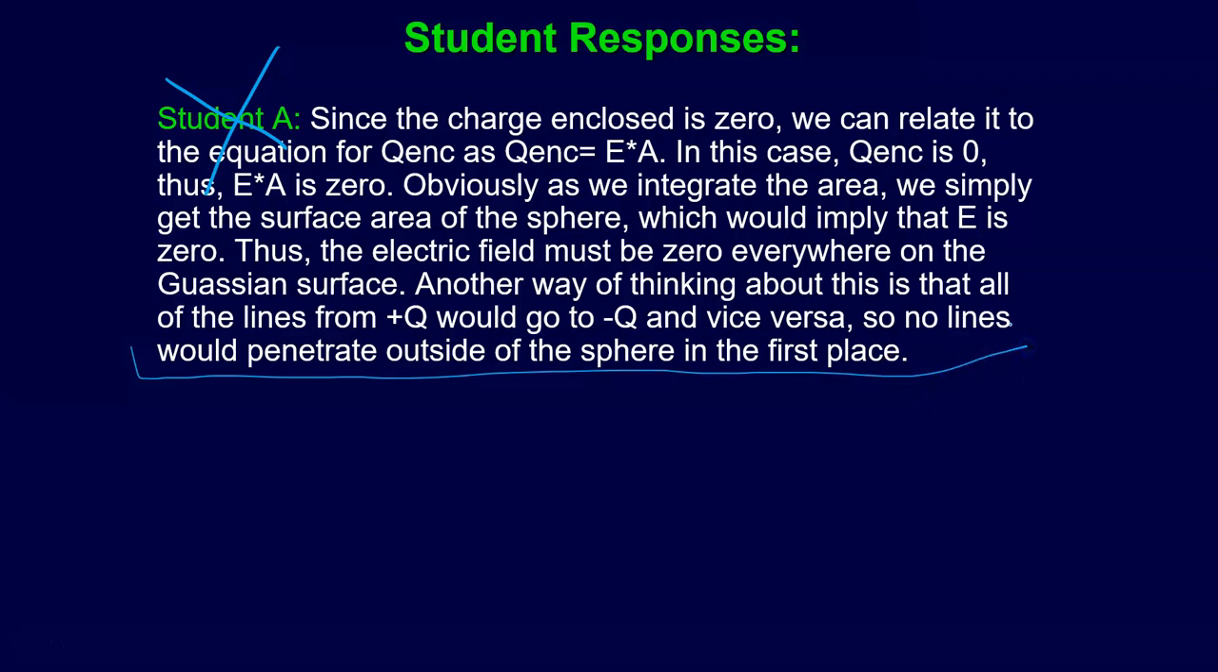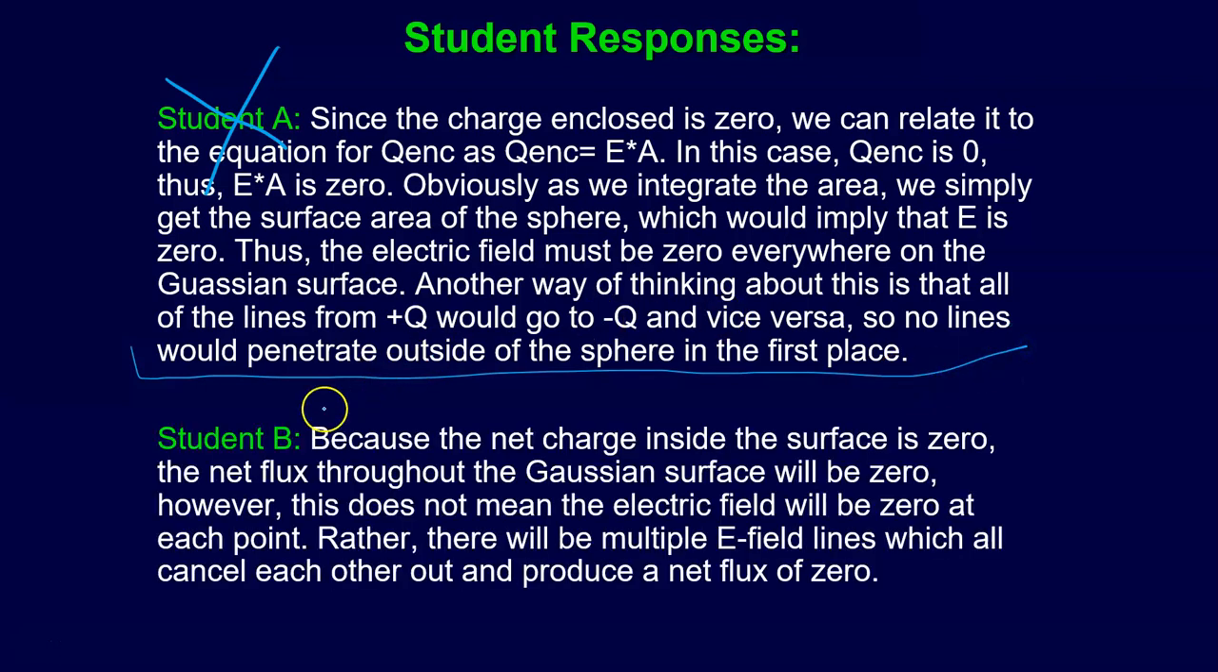Again, this stuff is super hard. And so here's another student. Because the net charge inside the surface is 0, the net flux throughout the Gaussian surface will be 0. However, this does not mean the electric field will be 0 at each point. Rather, there will be multiple E field lines which all cancel each other out and produce a net flux of 0. So again, conceptually, we think about the flux as how many electric field lines are coming out.